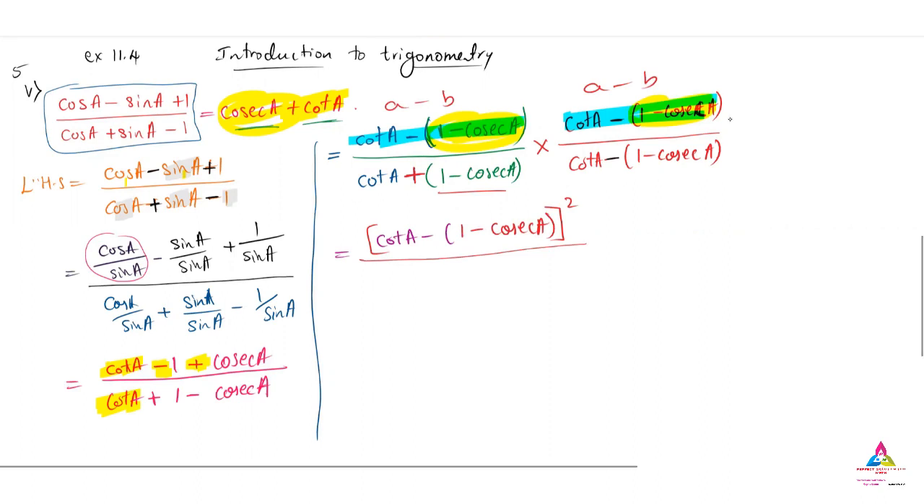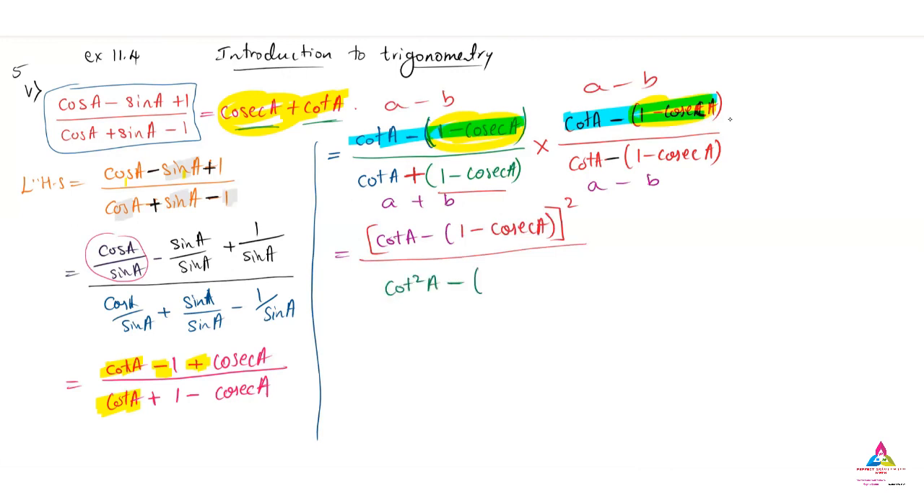Now the denominator we have is in A plus B form, and the other is in A minus B form. So it is A square minus B square. So it will be cot square A minus 1 minus cosecant A, the whole squared. You can properly understand here what is going on. Does anyone have a doubt here? You can ask me. Otherwise you can say no, you don't have any doubt, so that I can continue.